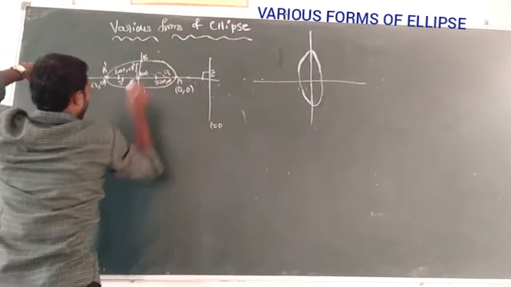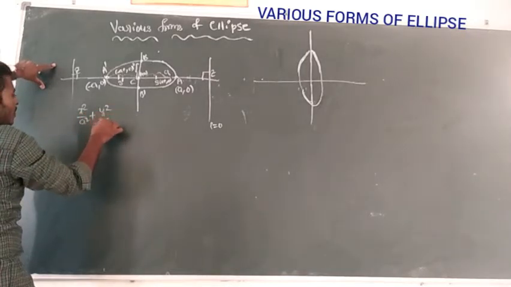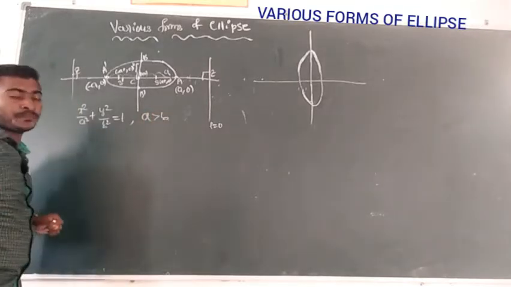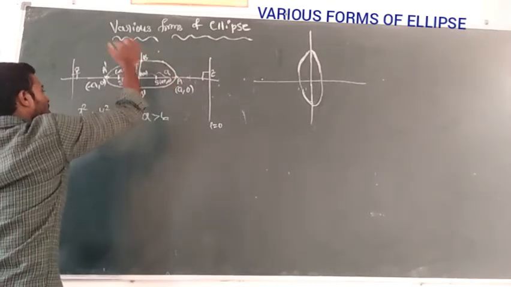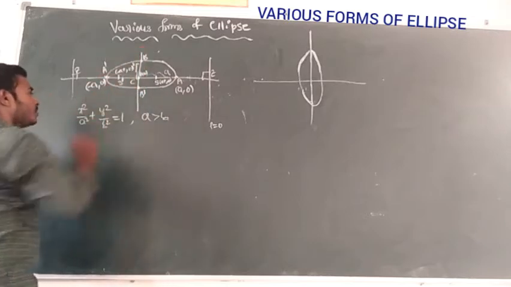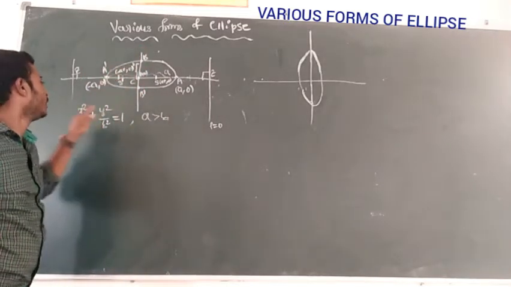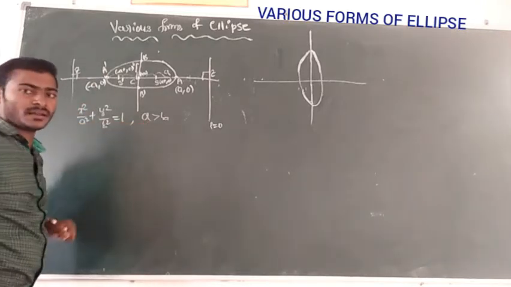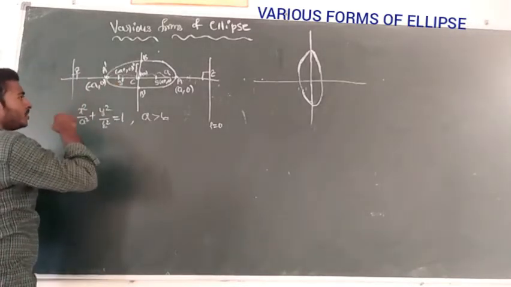So the standard form is x square by a square plus y square by b square equal to 1, where always a is greater than b. Why? Because the distance from C to A is a and C to B is b. Here the distance from C to B is less than C to A, so C to A is bigger than CB. So x square by a square plus y square by b square equal to 1, where a is greater than b.